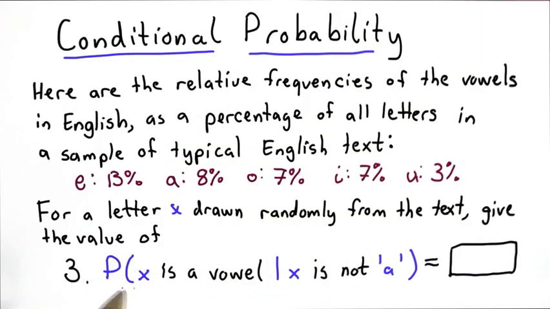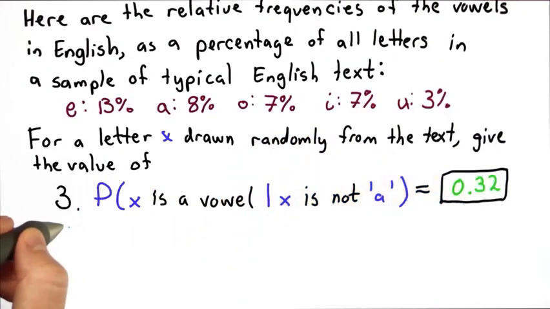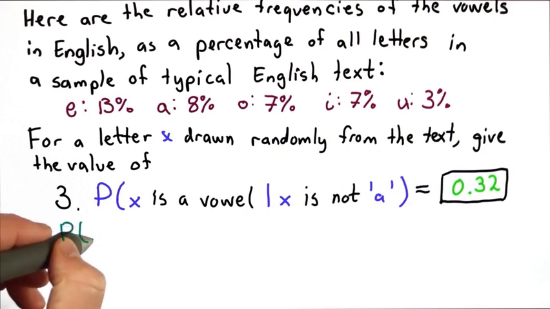So for question 3, compute the probability that X is a vowel conditioned on X is not the letter A. The answer is 0.32. And we're computing this using the conditional probability rule.